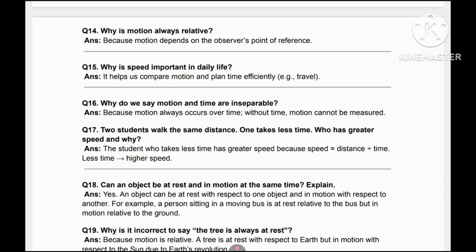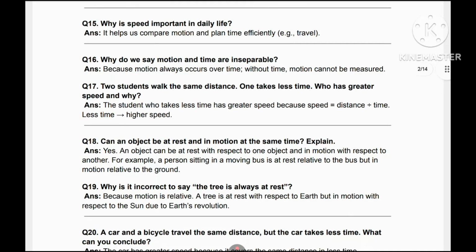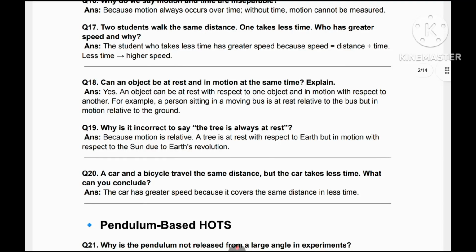For example, travel. Why do we say motion and time are inseparable? Because motion always occurs over time. Without time, motion cannot be measured. Two students walk the same distance. One takes less time. Who has greater speed and why? The student who takes less time has greater speed because speed equals distance upon time. Less time, higher speed.